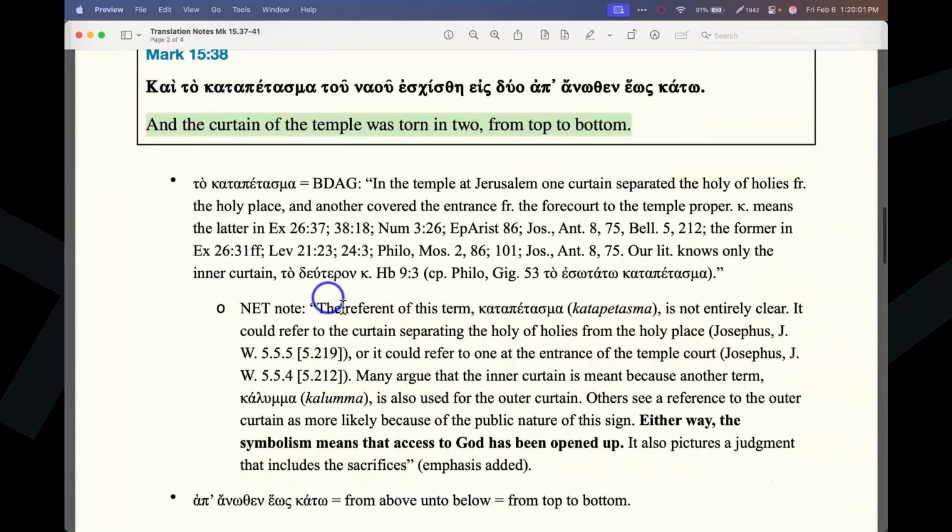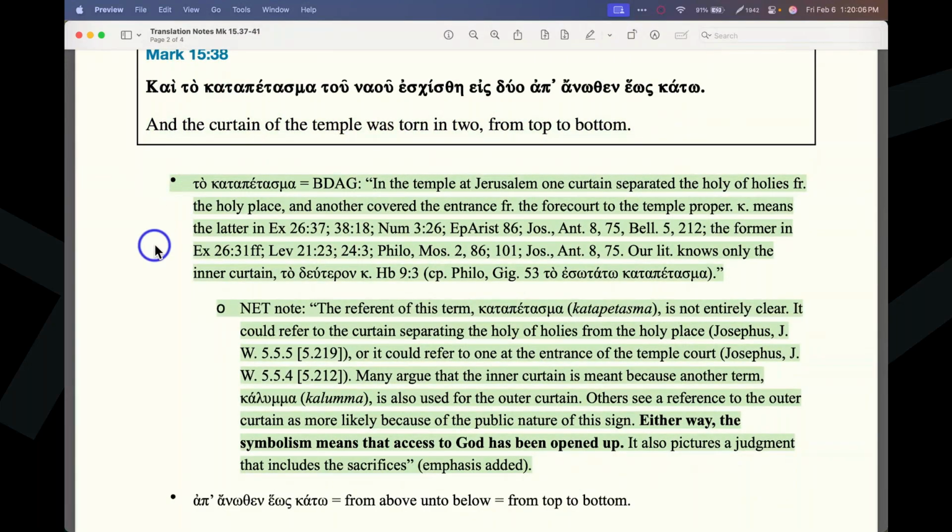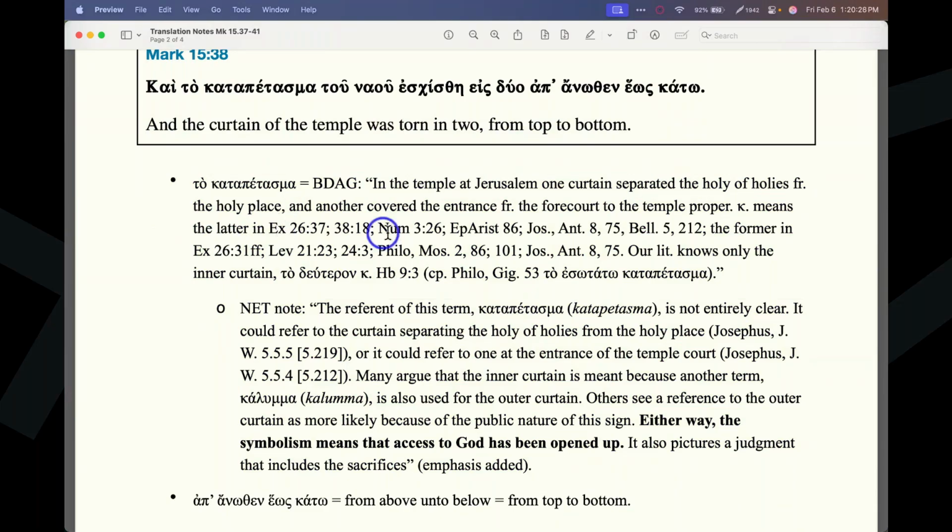I'm not going to go through all of the notes that are here, but I wanted you to have these because there is some question of interpretation of which of two curtains are in view here. And this is just from BDAG. It says in the temple at Jerusalem, one curtain separated the Holy of Holies from the holy place, and another covered the entrance from the forecourt to the temple proper. And what I really appreciate about this, and this will be hyperlinked in your BDAG, is that it talks about how the same word can refer to either curtain, and it gives you all the context.